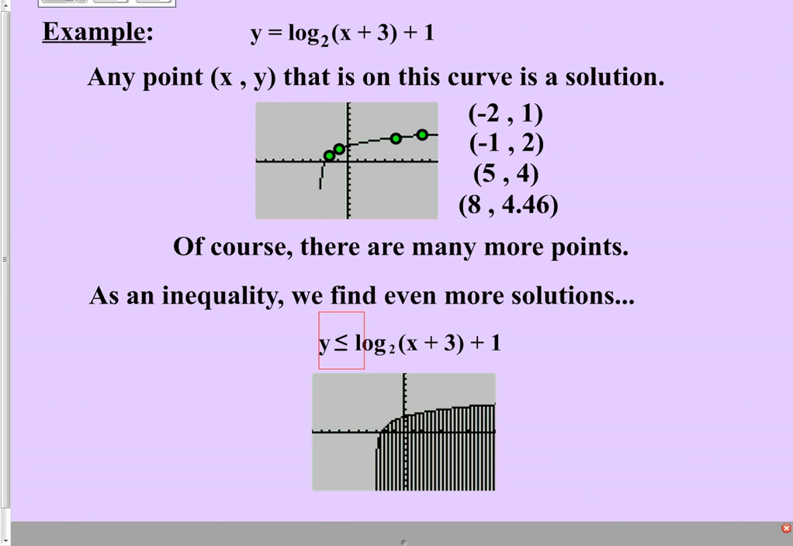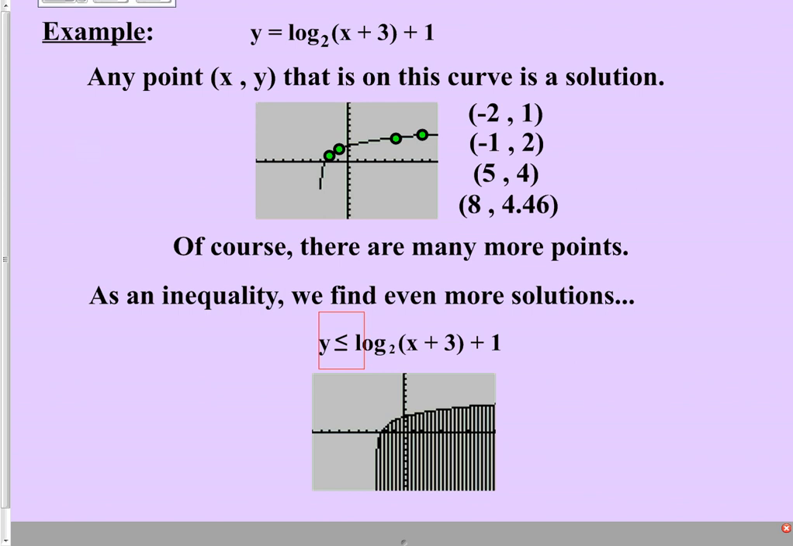Okay, but anyway, y is less than or equal to log base 2 of x plus 3, plus 1. Same curve. The curve is still part of the solution set because we have an equal inequality. But also every value of y that exists under the curve is also a part of the solution set. So any x comma y that's in that shaded area will yield a true inequality when you plug that x comma y into the inequality.